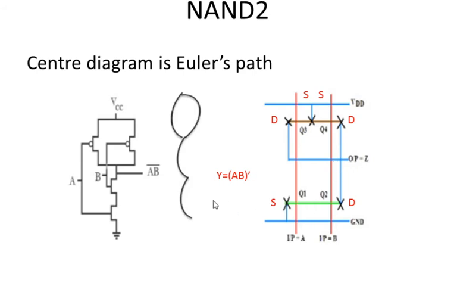And similarly, while coming to the bottom of the network, the source of the bottom NMOS is connected to VSS. So this is the bottom NMOS. This source is connected to VSS, and the drain of the top NMOS is connected to output. This is your B transistor. So the drain of this transistor is connected to output. So this is the complete stick diagram of a 2 input NAND gate.